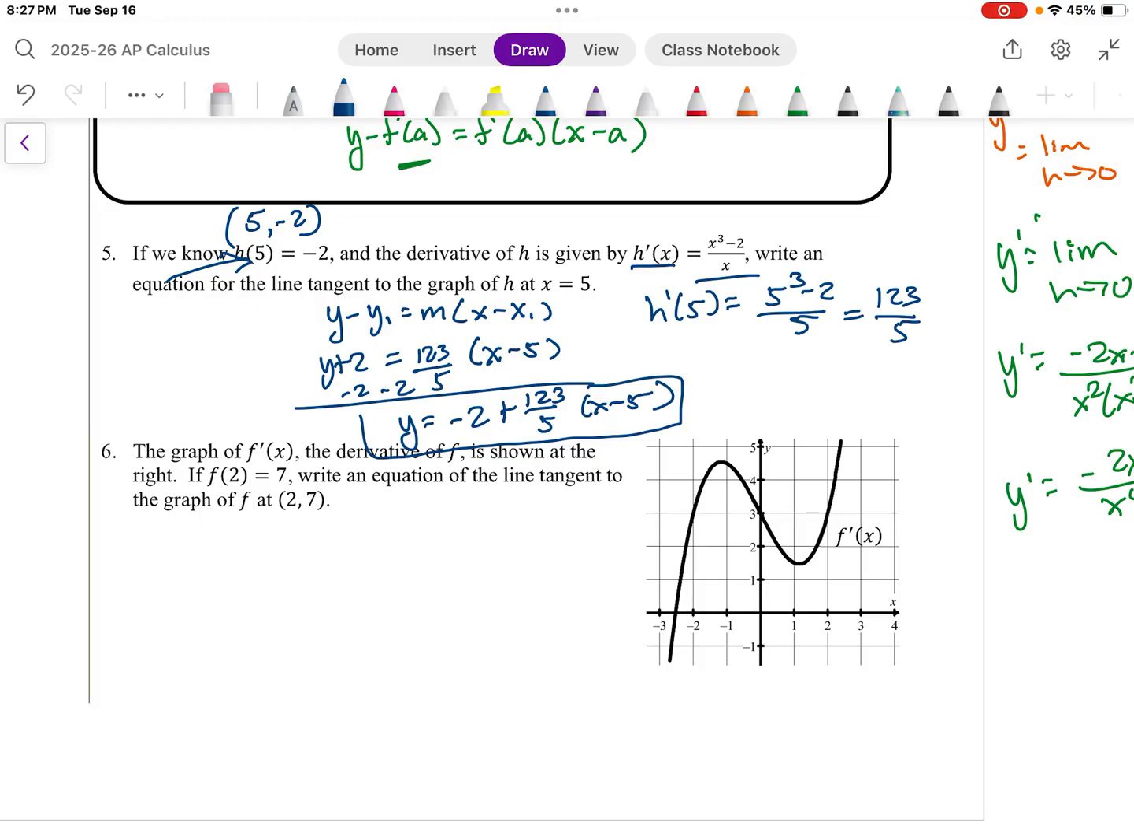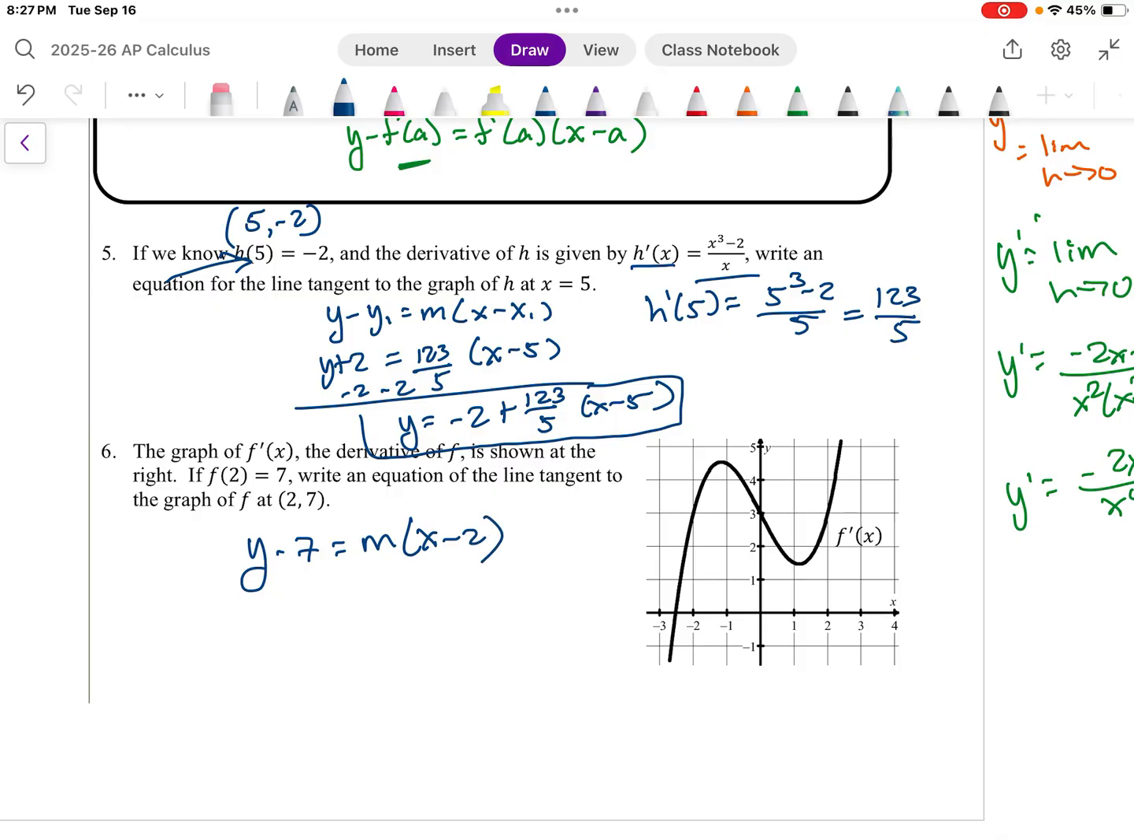you can lose points later on a problem and so forth. So the graph of f prime of x is shown on the right-hand side. If f of 2 is 7, write an equation of the line tangent to the graph at 2, 7. So we know we're going through the point 2, 7.